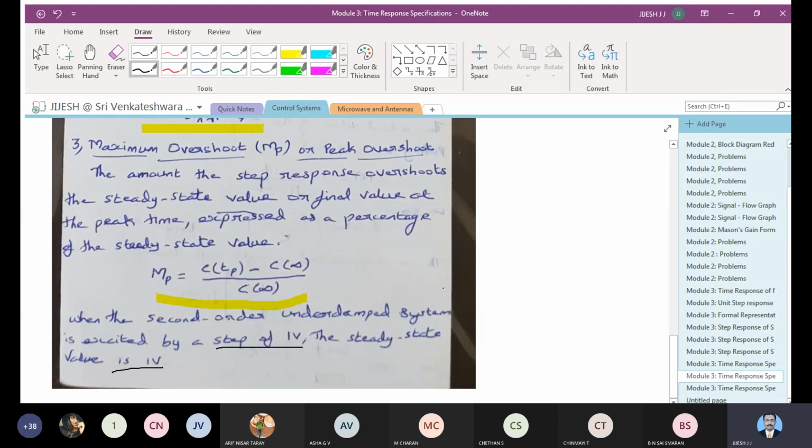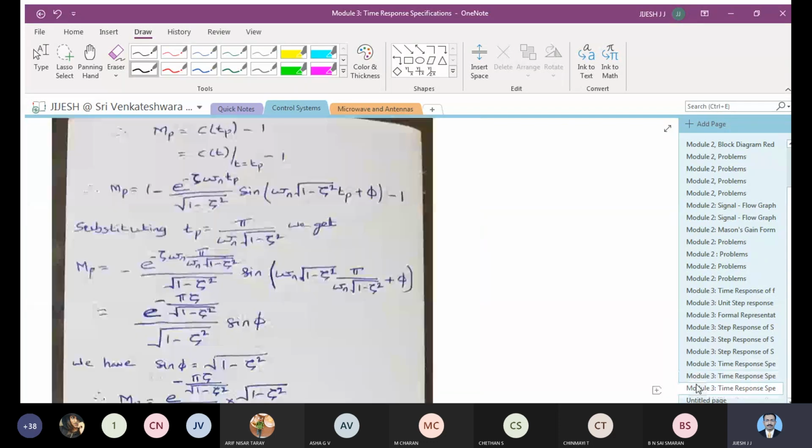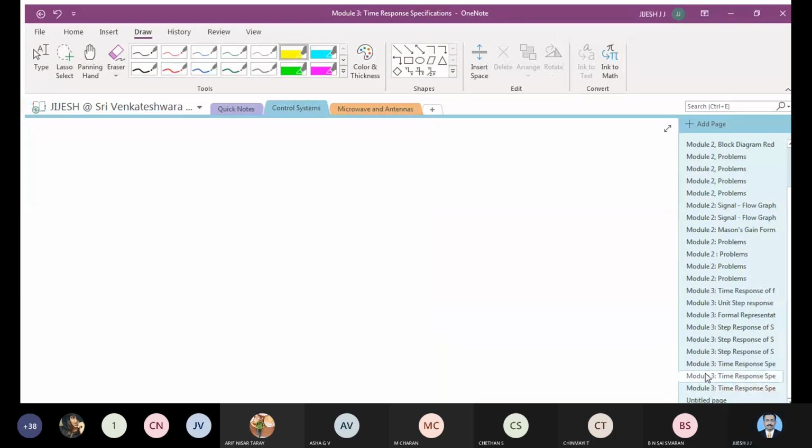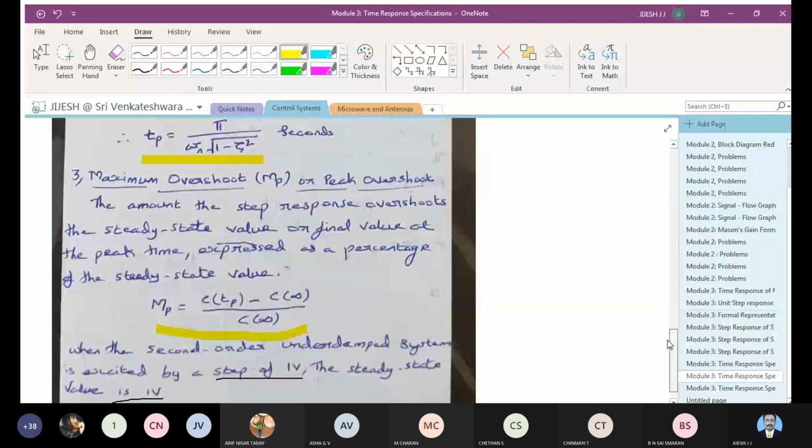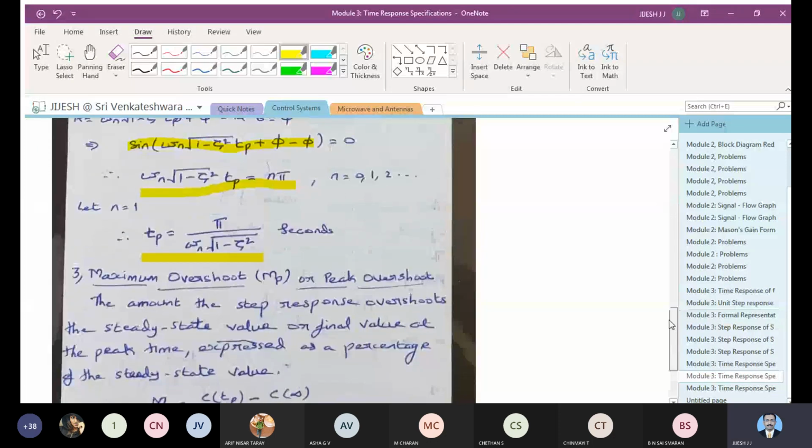So Mp, how did it come as C of Tp minus 1? Yes, sir. Okay. So we got Mp as C of Tp minus 1. So we are saying that t is equal to Tp. So Mp is just written as C of t minus 1 itself, but we are saying that t is equal to Tp. So what is Tp? We have already seen, Tp is the peak time.